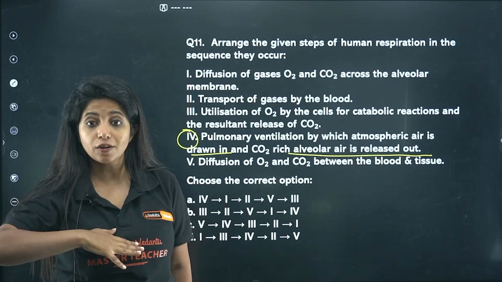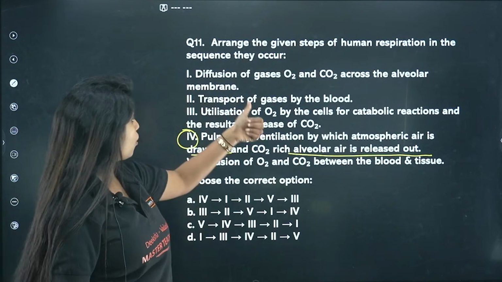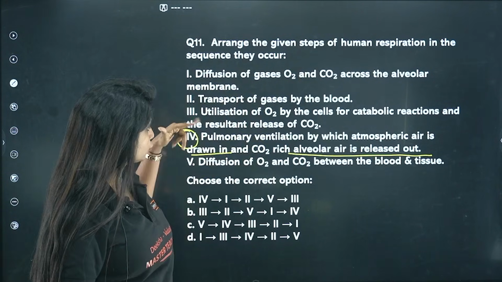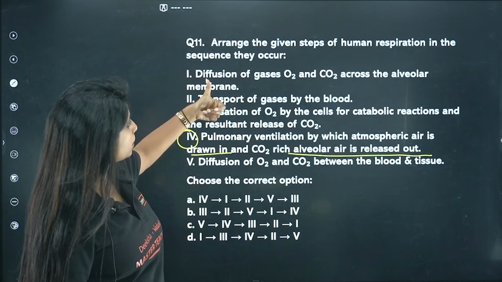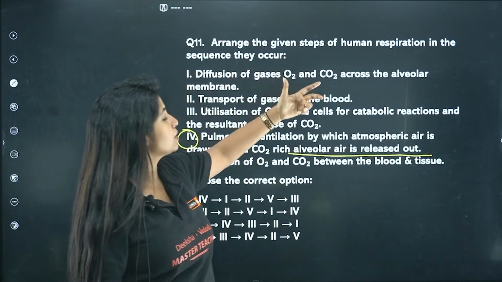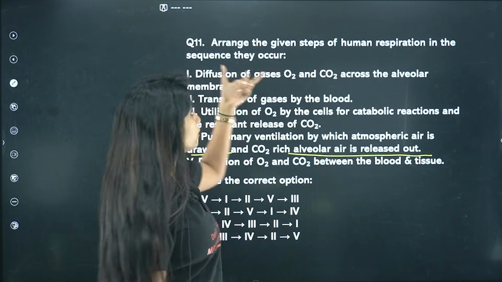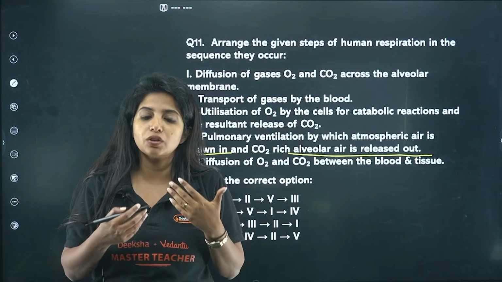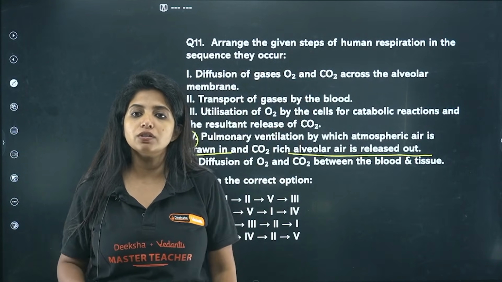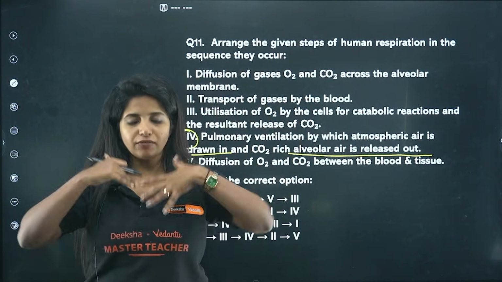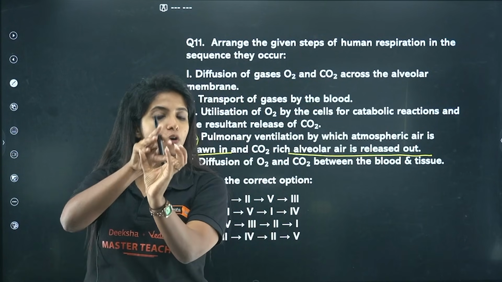Now we have taken in the oxygen, right? Now, diffusion of, let's go ahead. Yes, next would be this. Diffusion of gases O2 and CO2 across the alveolar membrane. So ma'am, we just released the CO2 right now, right? Then how does CO2 come back again? Listen to me carefully. So we have taken in, now in the alveoli you have oxygen.